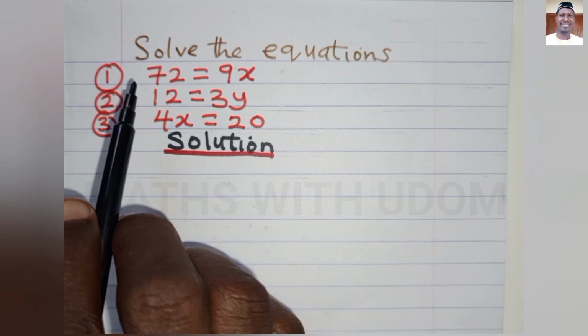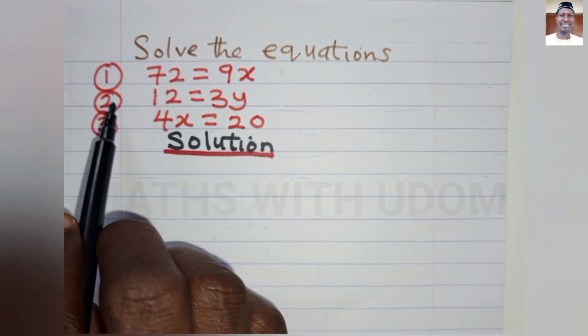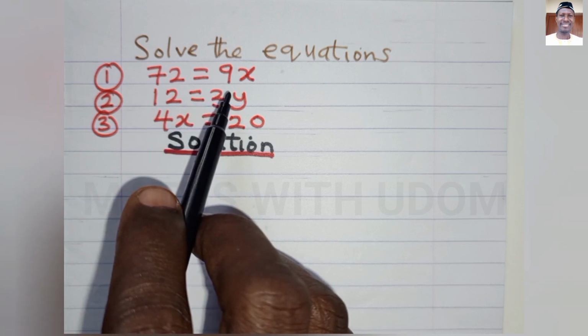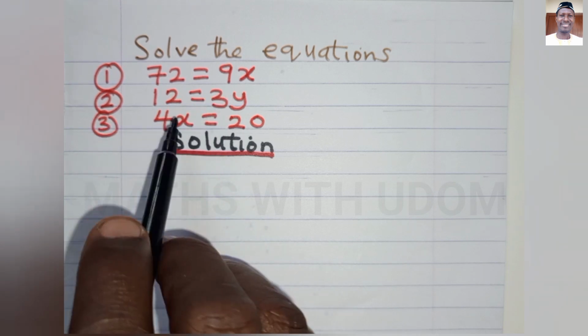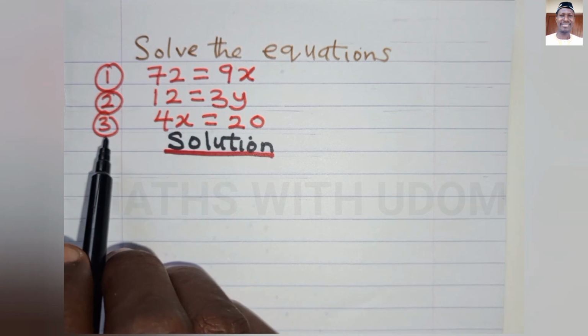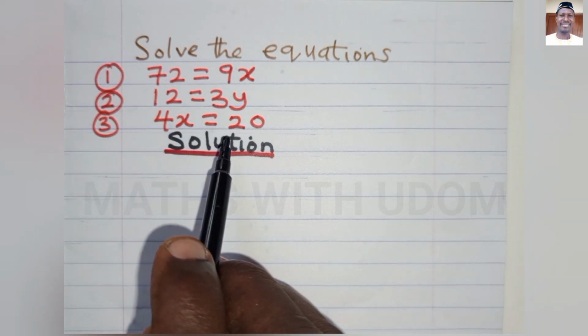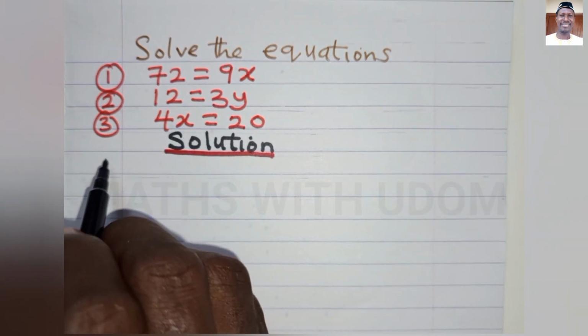Hello friends, we are asked to solve these equations. Question 1, 72 is equal to 9x. Question 2, 12 is equal to 3y. And question 3, 4x is equal to 20. So let's start solving them one after the other.